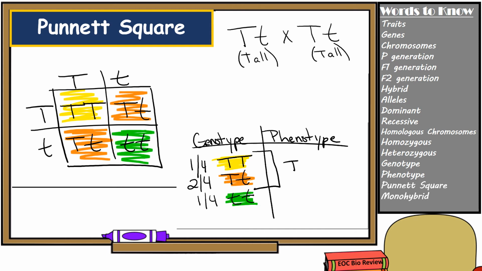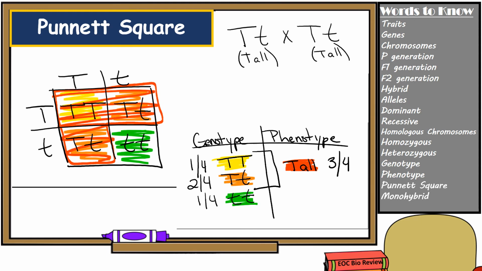And as for the phenotypes, we would know that both homozygous dominant and heterozygous would be tall, so that means that 3 out of 4 would all be tall, and only 1 out of 4 would be dwarf. This means that 25% would have a genotype of homozygous dominant, 50% heterozygous, and 25% homozygous recessive, meaning that as far as the phenotypes go, 75% of the offspring would be tall, and only 25% would be dwarfs.